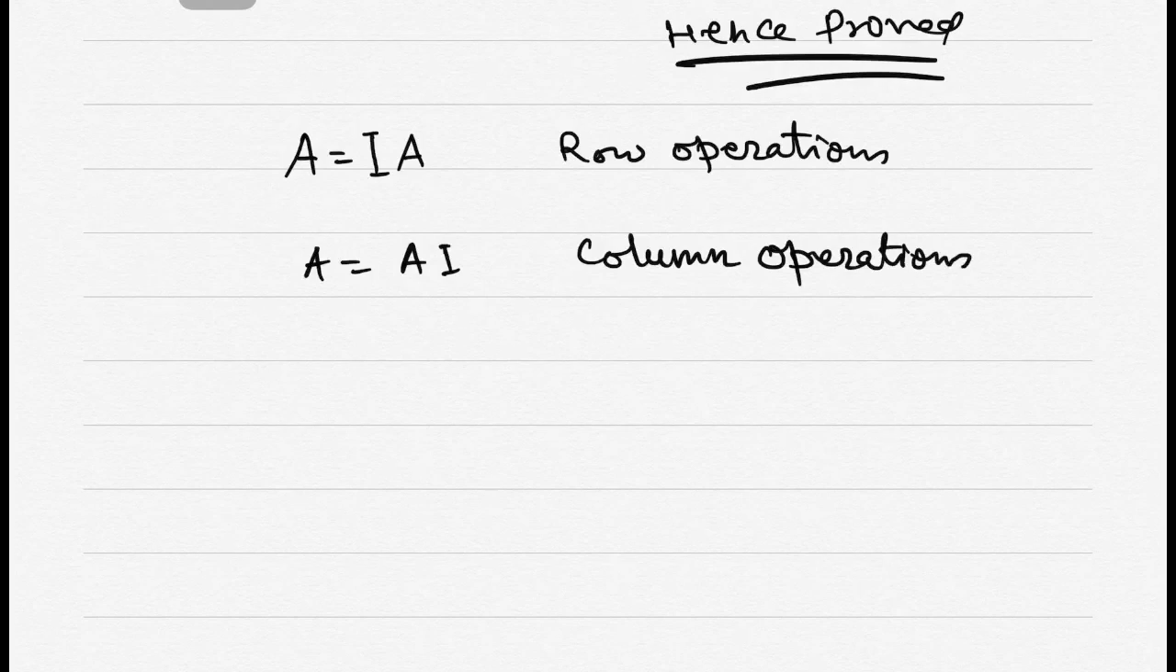Here I'll use only row operations. You can do column operations yourself. The basic process will remain the same. In row operations, we write the matrix as A and then write A is equal to I into A, where I is the identity matrix of the same order as A.